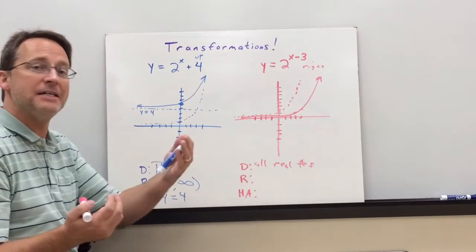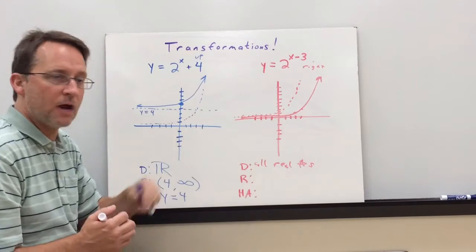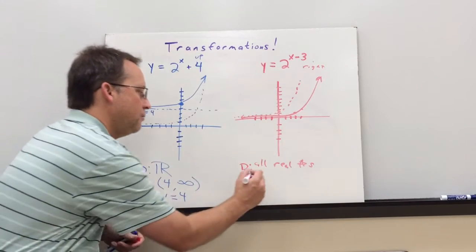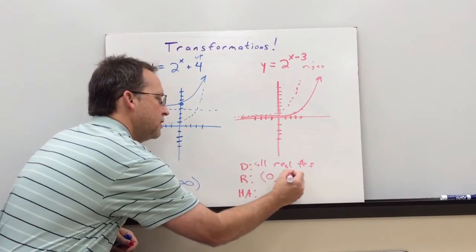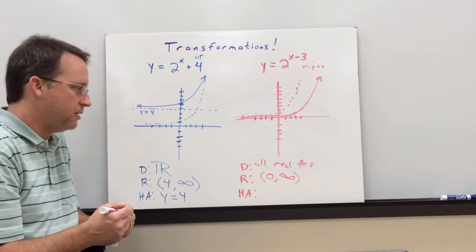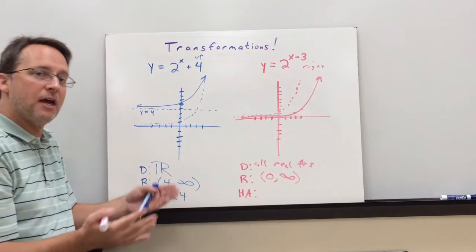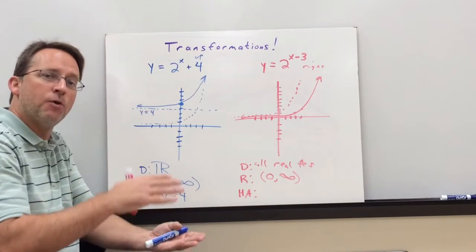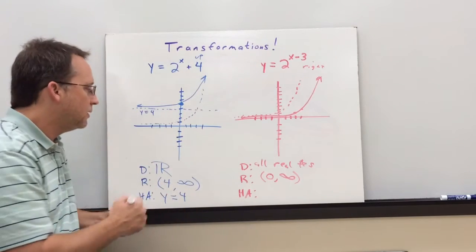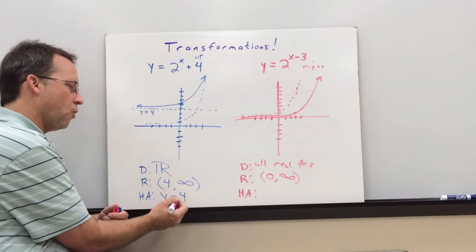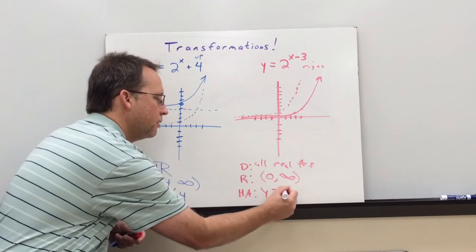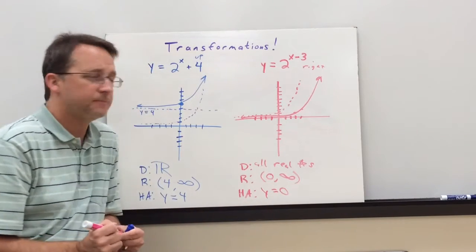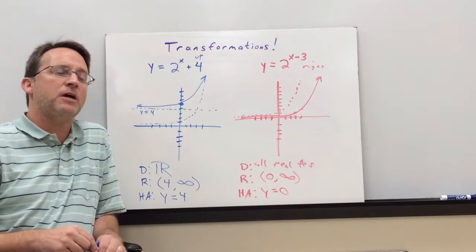The range on this one did not change. We slid to the right. Our y value stayed the same. We go from 0 to infinity still, just the positive y values. Horizontal asymptote can move. Remember, your range and your horizontal asymptote are going to be connected because they're both related to the y values. So y equals 4 here, still y equals 0 in this case. So you can use your transformations to help you.